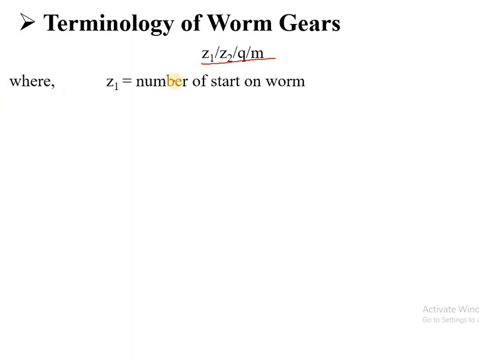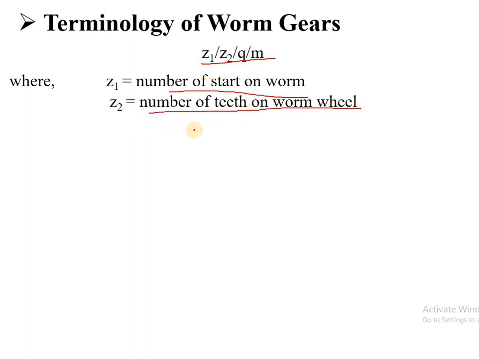Next is terminology of worm gears. So these are the fundamental dimensions of the worm gears: Z1, Z2, Q and M, where Z1 is the number of starts on the worm, then Z2 is the number of teeth on the worm wheel, Q is the diametral quotient, and M is the module. So now these two are in mm.